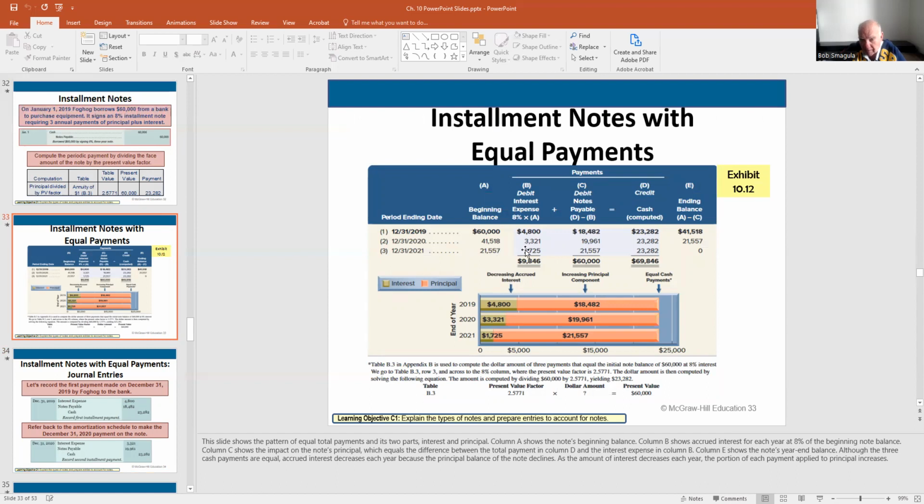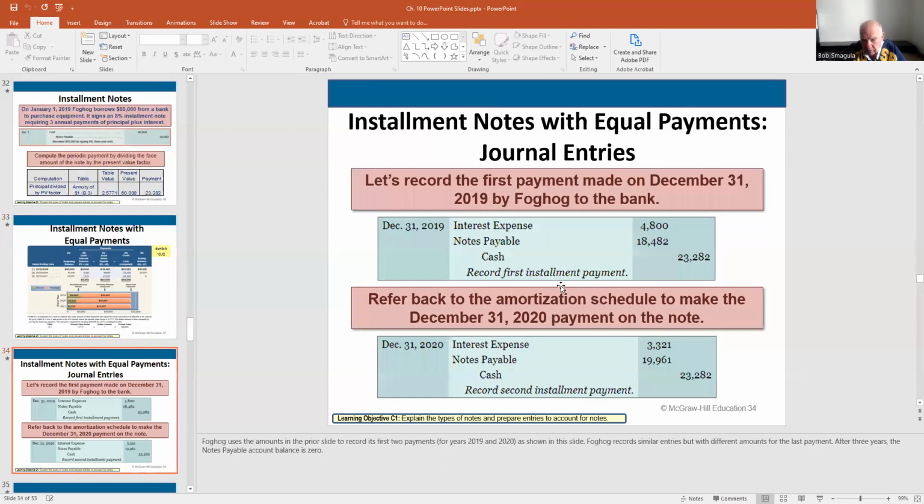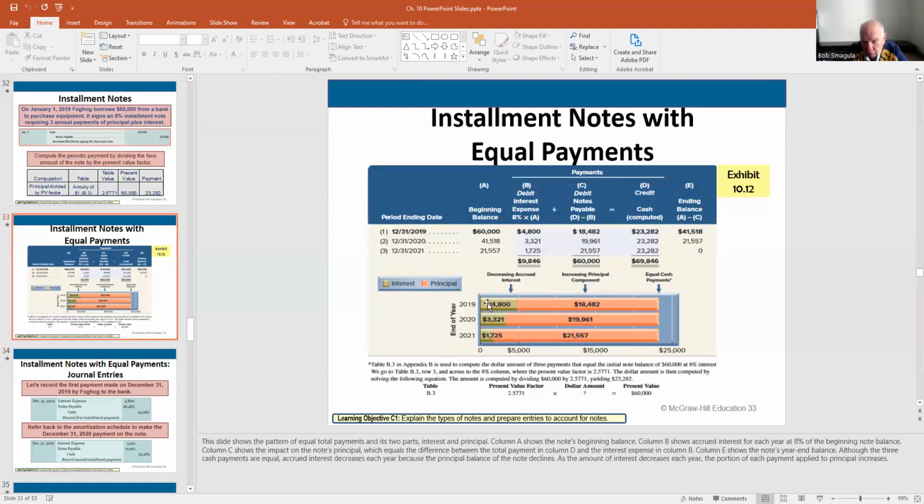And again, we can refer back to this table. $60,000 minus the 18,482 gives you 41,518. And that's the basis for calculating the interest expense, 8% of this number, and the remainder is the note payable, okay? You are increasing the amount you're applying to the note as the note gets older, and the interest expense goes down and down.